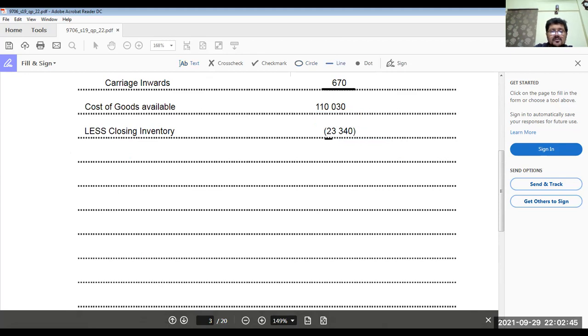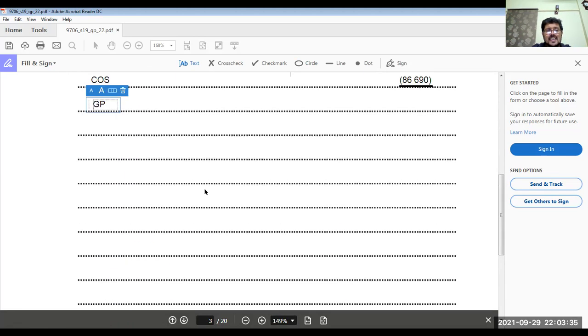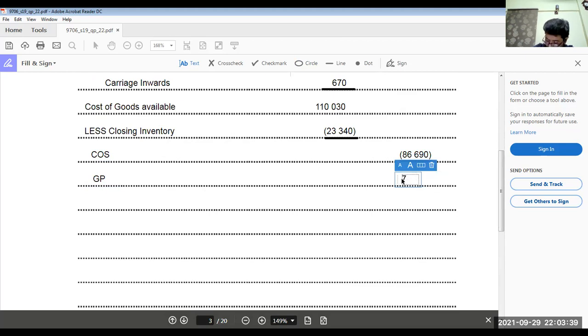So after closing inventory, you will get cost of sales over here. Now, cost of sales is how much? 110,030 minus 23,340, the answer is 86,690. That should also be in brackets because we have deducted it from the revenue. Getting my point clear? So this is our cost of sales. Now, gross profit: 161,800 is revenue minus 86,690 is the cost. 75,110 is our gross profit.